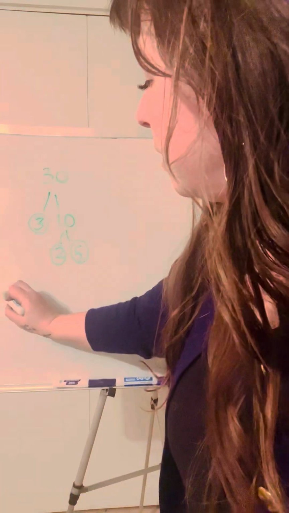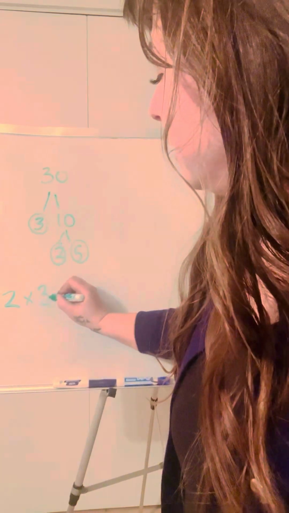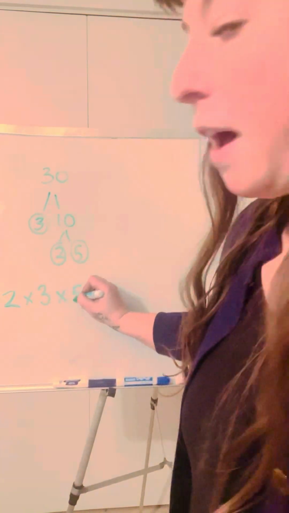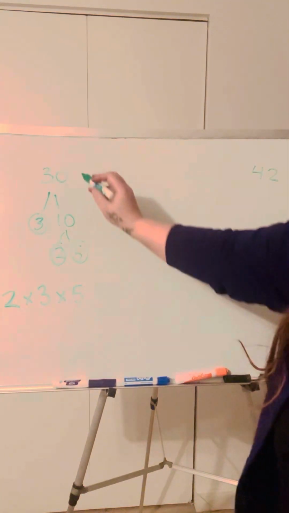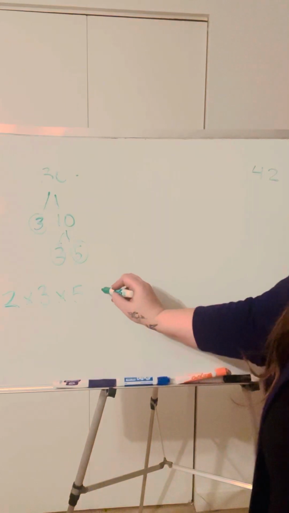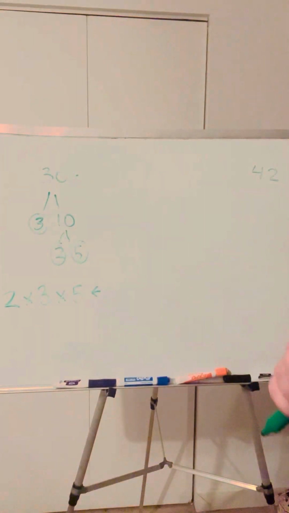So right down here at the bottom, we have 2 times 3 times 5. 2 times 3 is 6. 6 times 5 is 30. This should always equal the number you started with.